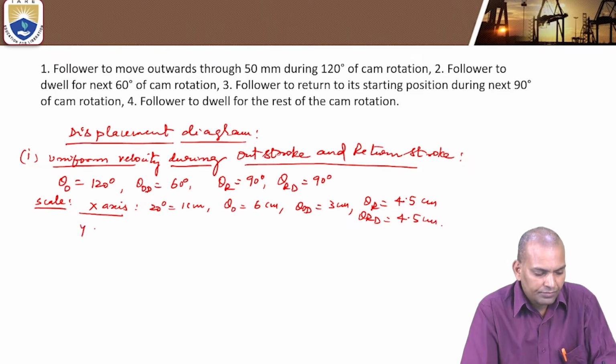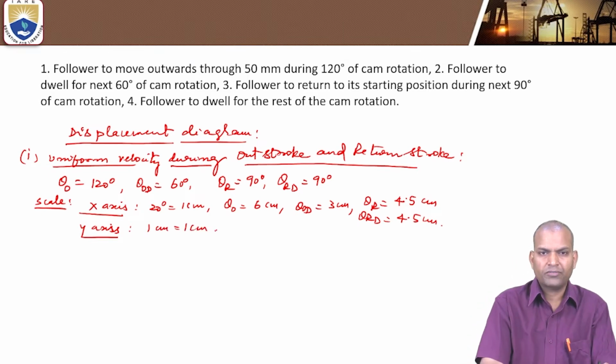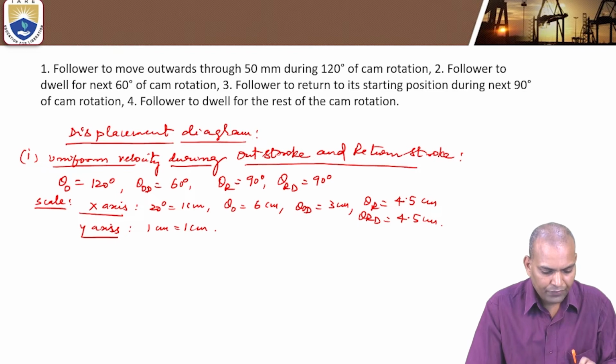On the y-axis, what is the scale? The stroke is 50 millimeters, that is 1 centimeter equal to 1 centimeter. That is the full scale. We will take an equal scale. Now what is the first step?